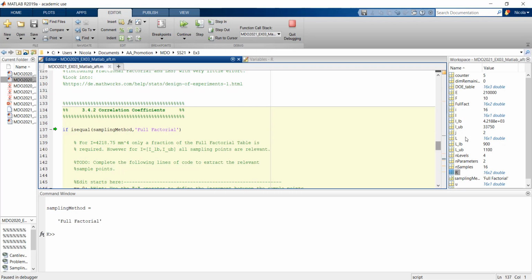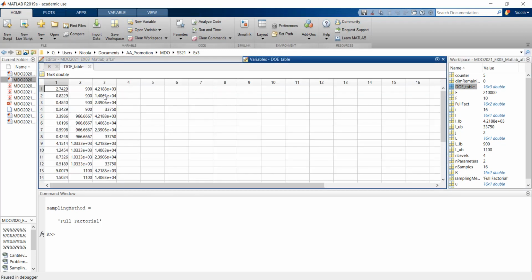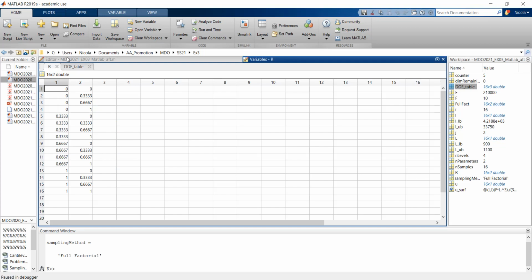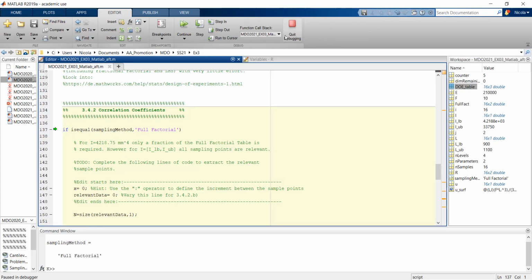So our full factorial table, we can have a look at it. We got here our values in the first column, our values for U, so the system response, we got the values for length here, and we got the different values for I here. So if you're interested, it's basically exactly the same table that's also given on the slides. Okay. That's it for the first task.